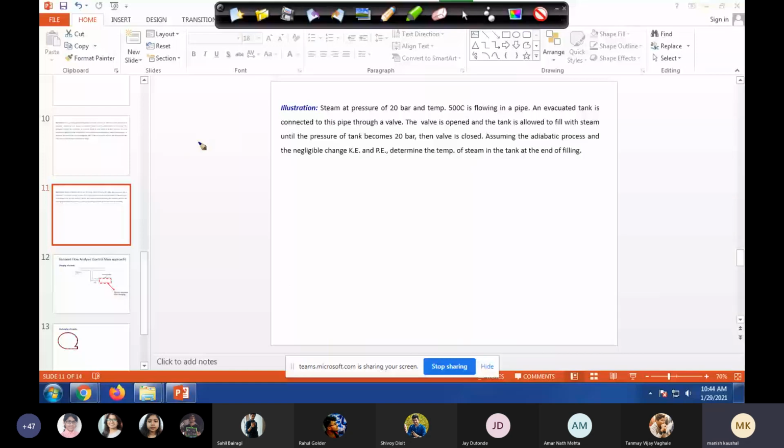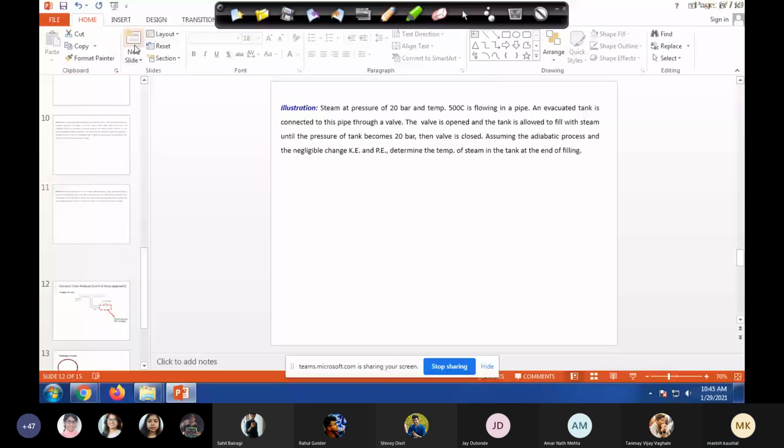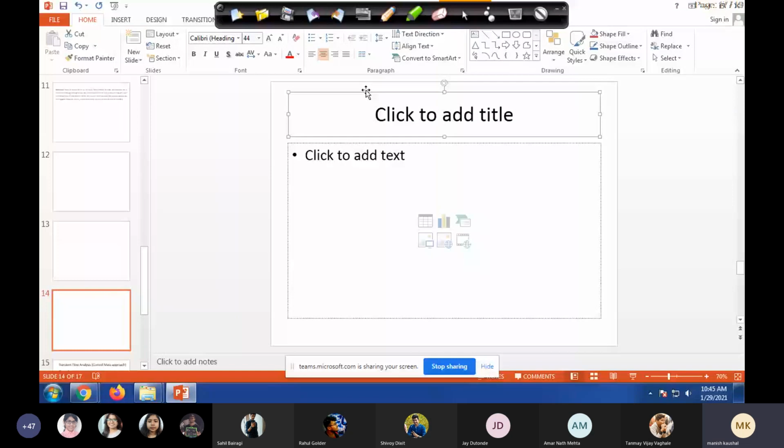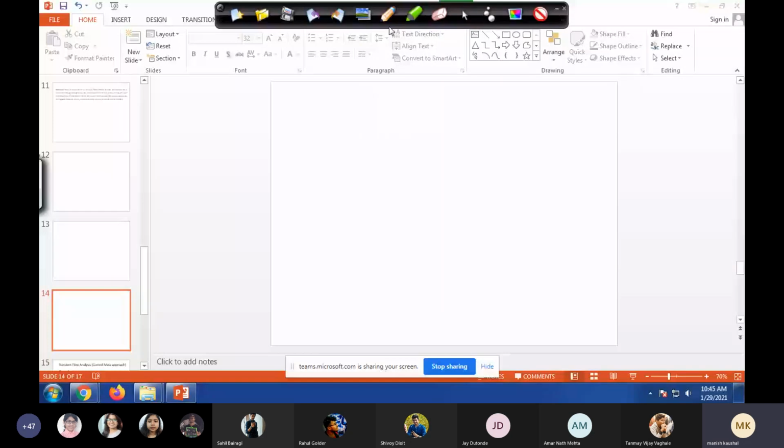So let's go here. In fact, we can open a new slide and then we can try to solve it. Let's try it here. So control mass is done. We have seen it. Now we will see control volume. Same problem, charging of a cylinder. So let me first make the tank. Control volume approach.